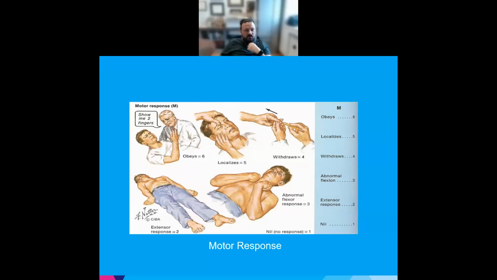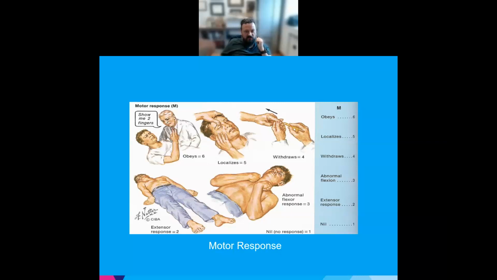So that might be showing 2 fingers, or you could ask them to lift up their leg and then actually doing it. Ideally you want to do something like show 2 fingers or show 3 fingers, but sometimes they might not be able to do something quite that complicated. But if with their motor response they are obeying a command and mimicking it, or doing that command, then that would be a 6. If they are not following any commands, it's going to be somewhere between a 1 and a 5.